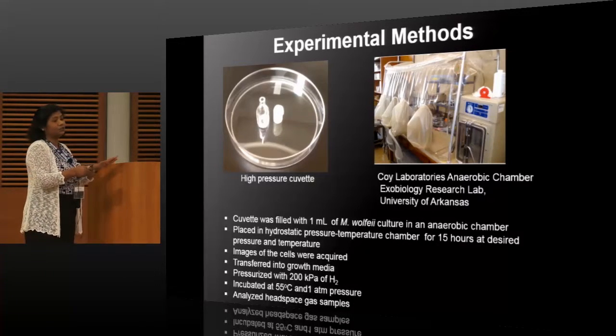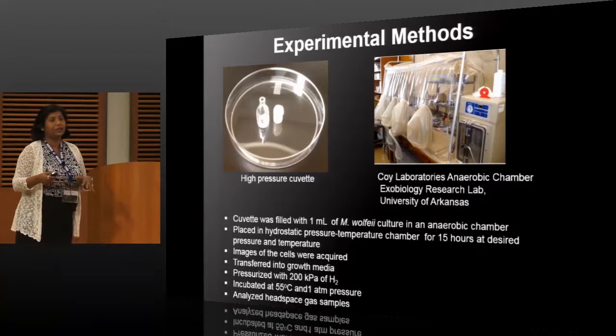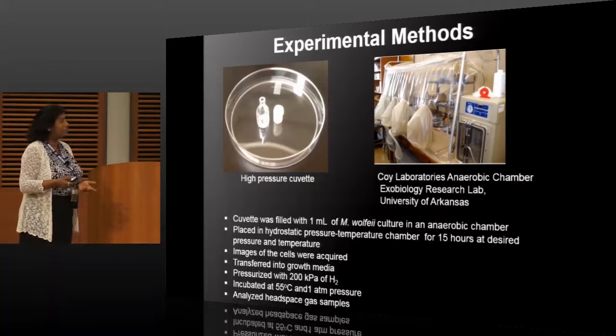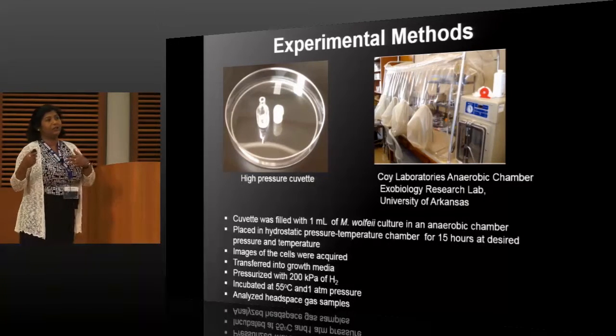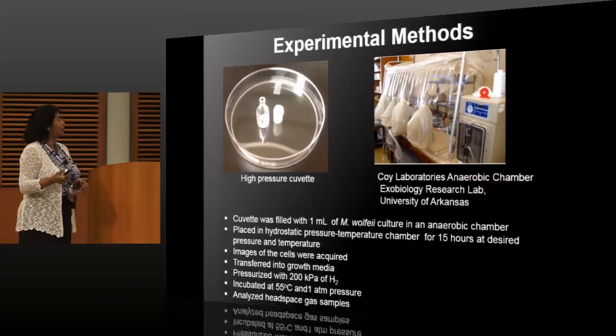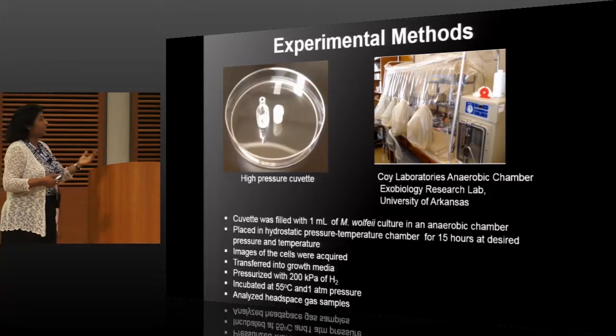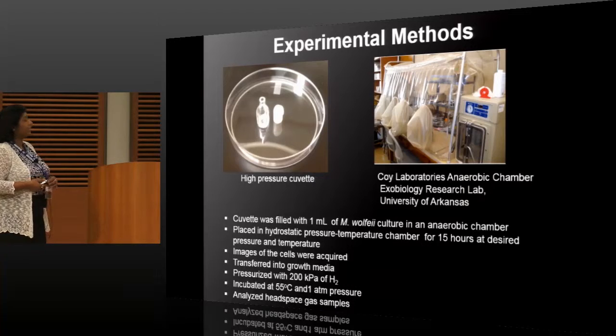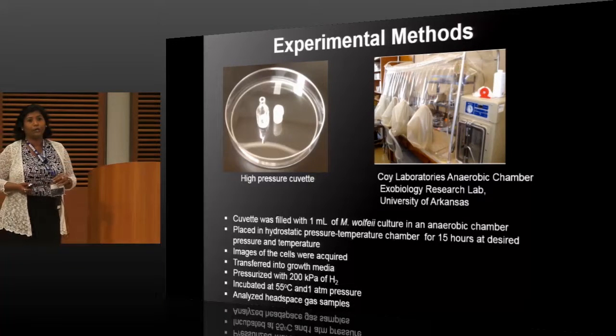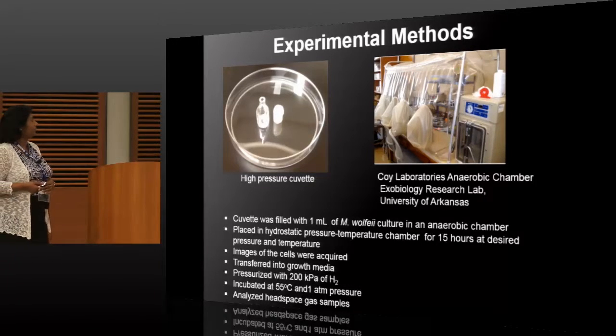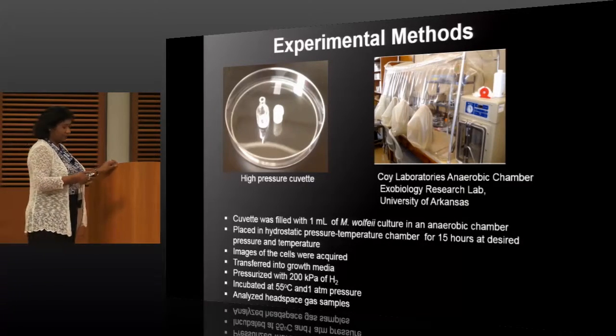After exposure to the desired temperature and pressure, we took images of some cells, and some cells were inoculated into fresh growth media, and again pressurized with hydrogen and incubated at optimum growth temperature, which is 55, at 1 atmospheric pressure, and headspace gas samples were analyzed periodically.